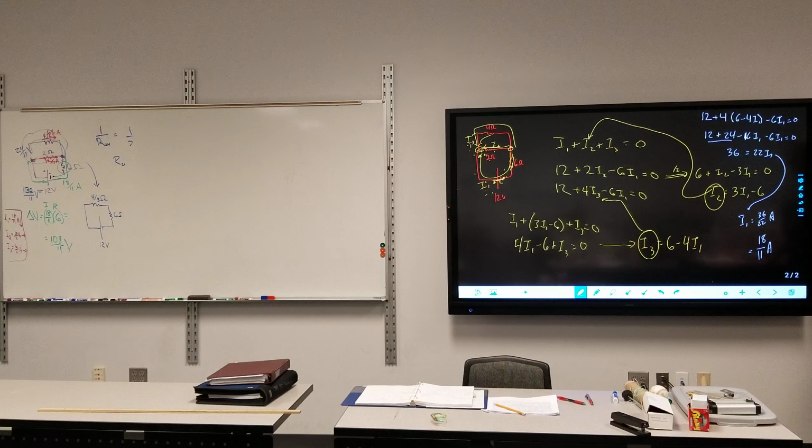Any other questions right now? If we plug that into here, I2 is equal to 3 times that, 54. So that's 54/11 minus 66/11, which is negative 12/11 amperes.